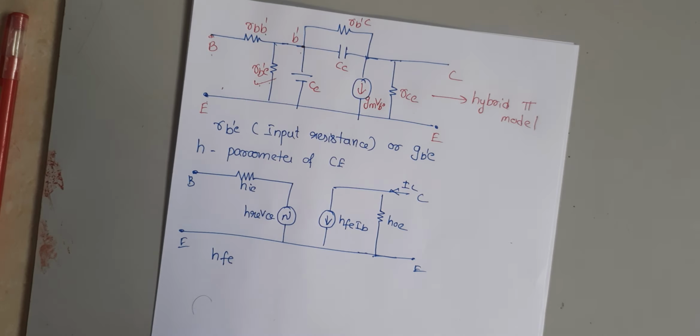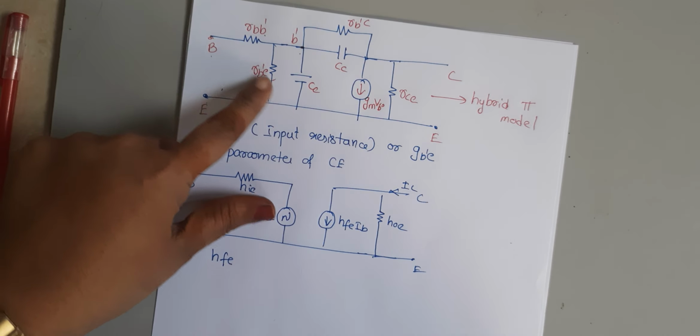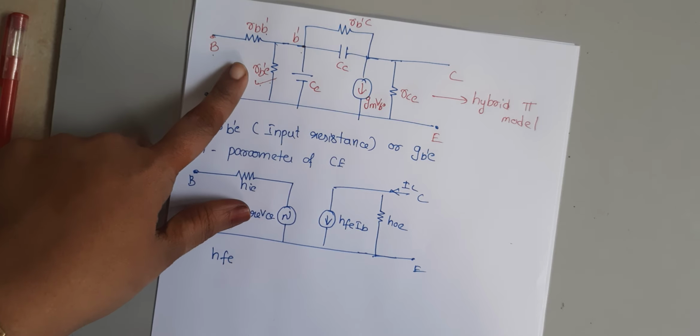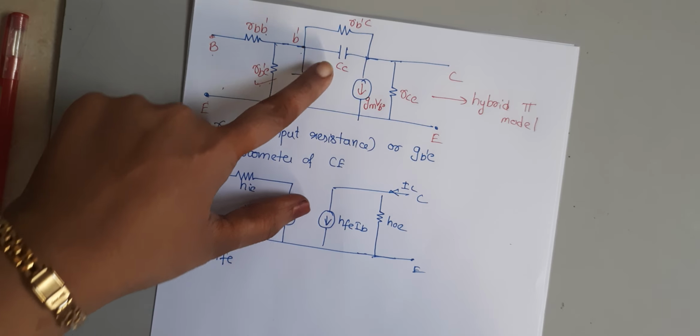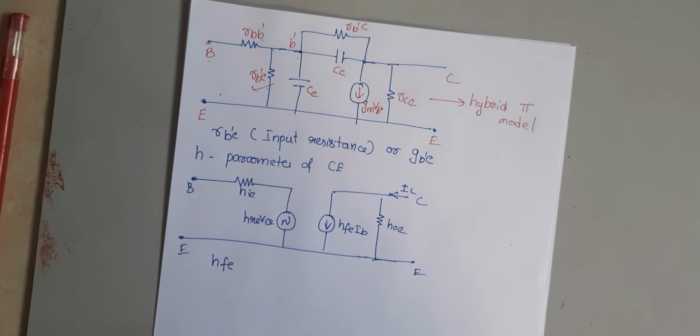Good morning students. In this class we are discussing the hybrid pi parameters. This is the hybrid pi model of CE configuration. This is the diagram for the hybrid pi model: RBB', RB'E, CE, CC, RB'C, GmVB'E and RCE. First we have to find out the resistive parameters.